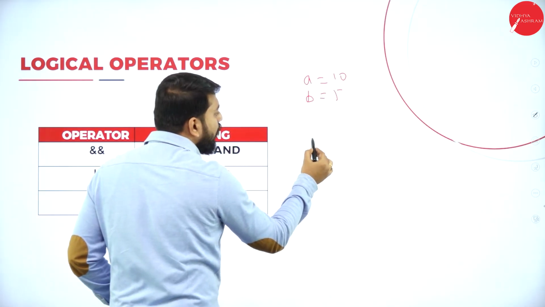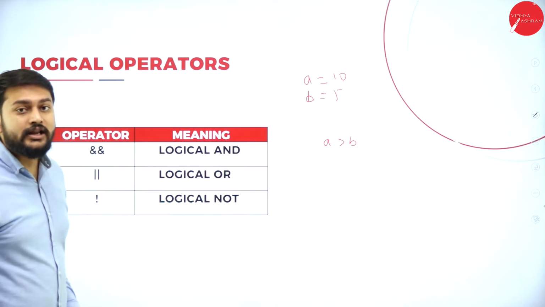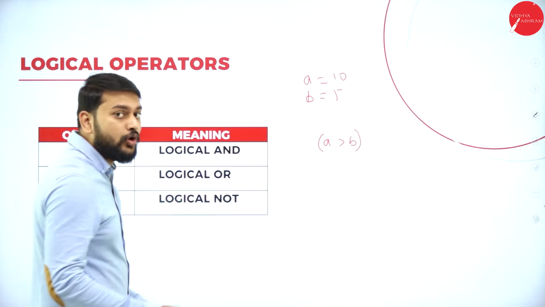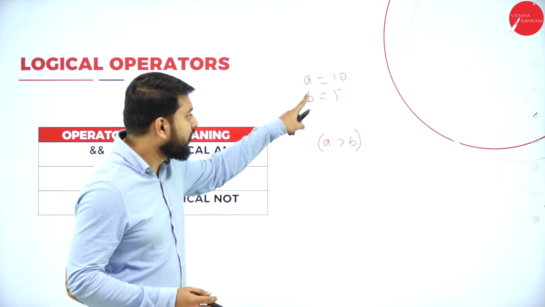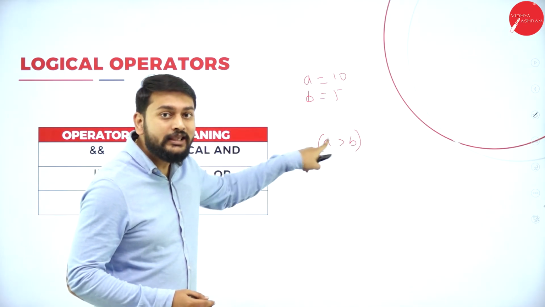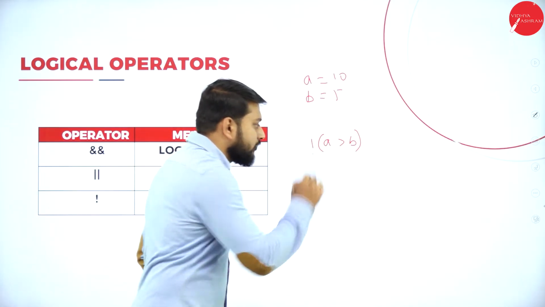Now I have A is greater than B. What is the result that I will get? What is the value of A? 10. What is the value of B? 5. A is greater than B, so 10 is greater than 5. It is true. So I will negate this one.